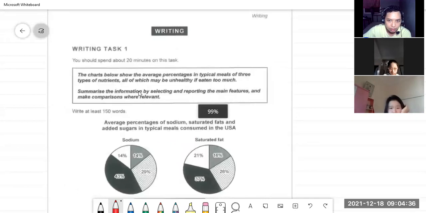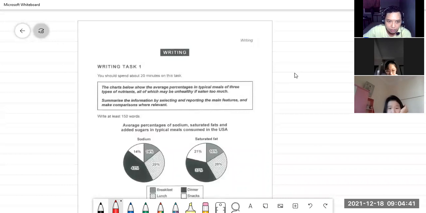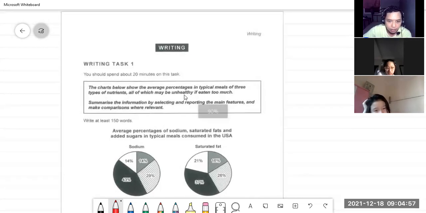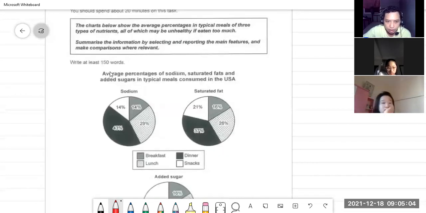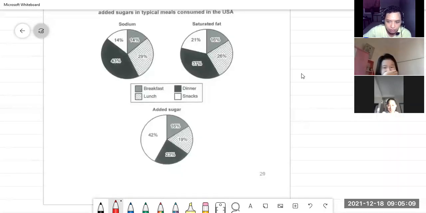Okay, so this is one of the parts of the IELTS writing. There are two parts. The first one is the writing task 1. Let's look at the instruction here. You should spend about 20 minutes on this task. So when you are going to do this task, you have 20 minutes to do it. And then here's the topic. Okay, and then you need to write at least 150 words, and here's the chart that you have to describe.